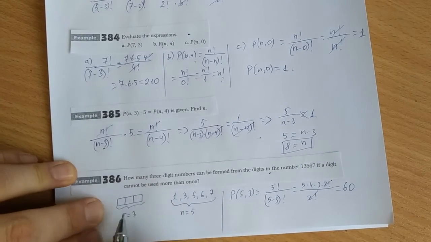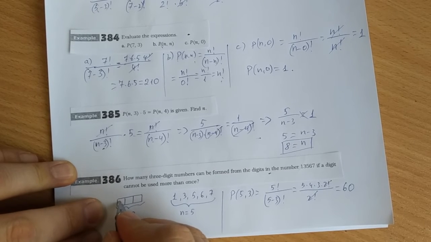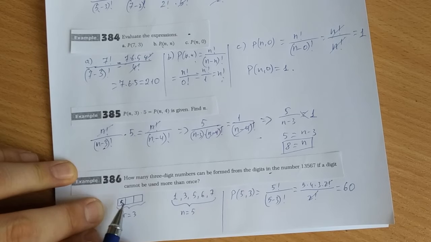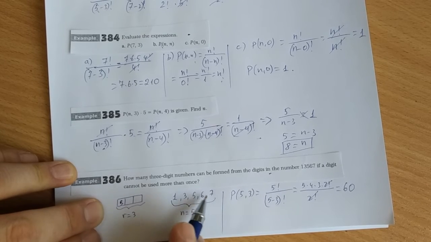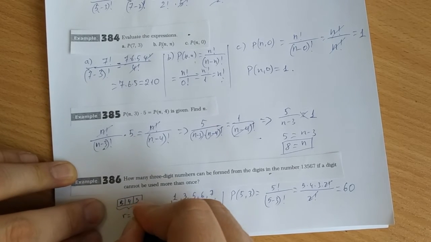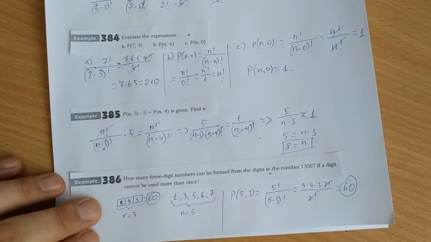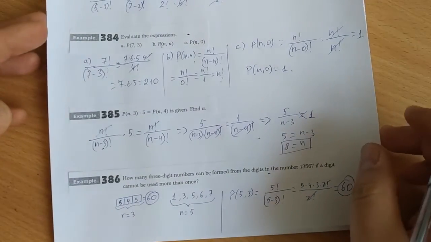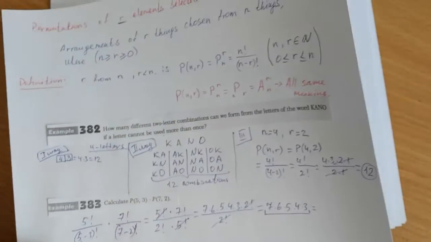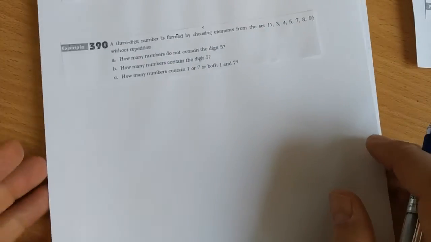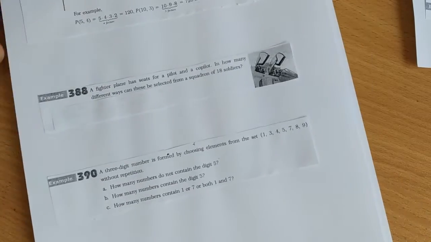If you use the table method again, if you put here 5 numbers, and for example we put 1 here, next we have 4 numbers left and then 3 numbers. If you multiply them, you'll get again 60. The answers are seen. These are all examples for permutation of r elements selected from n elements. Now let's continue with the same thing, but a little bit different.